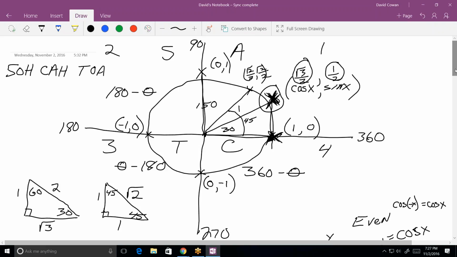Let's see if I can think of anything clever to say in 3 minutes that is pertinent to trig. Let me just look in the book real quick here.